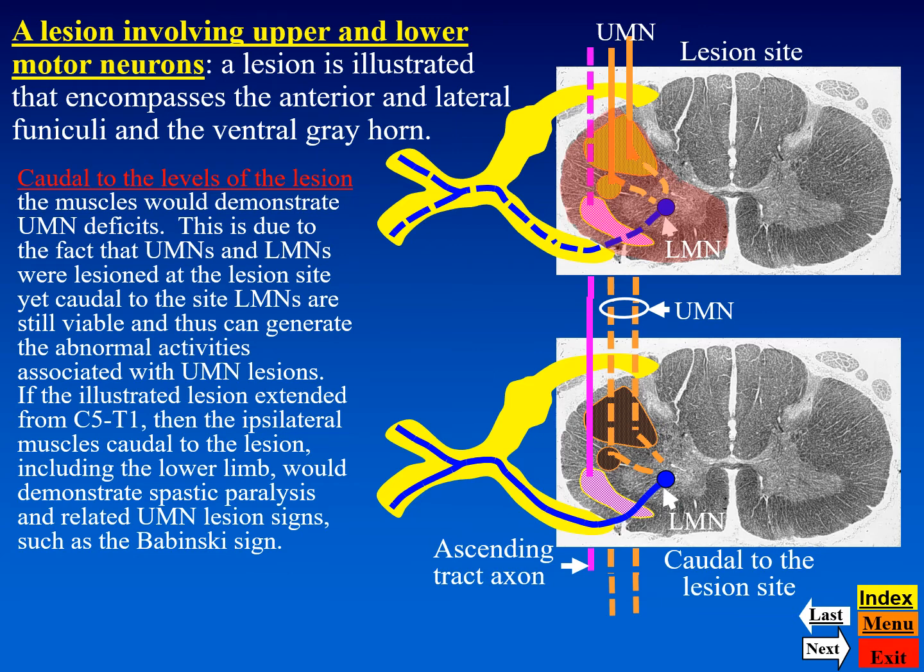Because now the lower motor neurons are viable. So all the muscular masses on the ipsilateral side below the level of lesion would demonstrate this, especially the lower limb. They would demonstrate all the signs and symptoms related to upper motor neuron lesions.